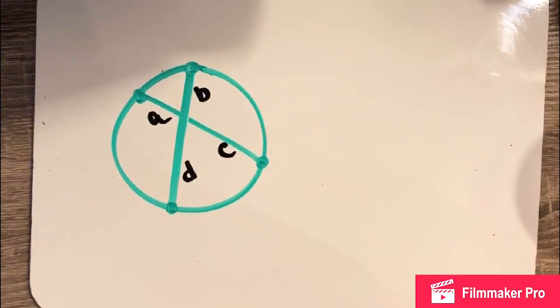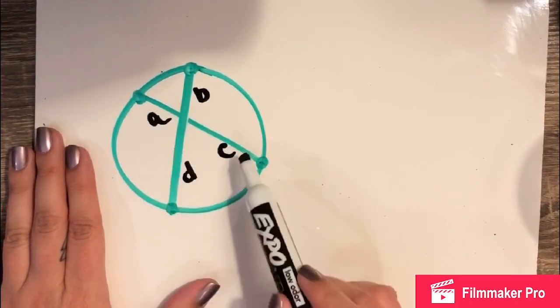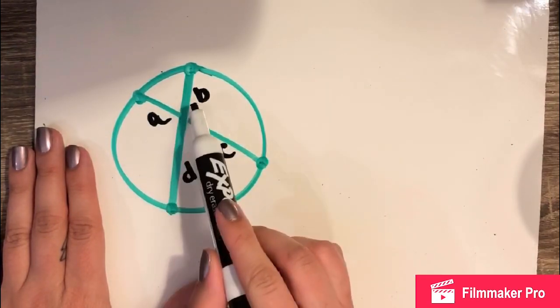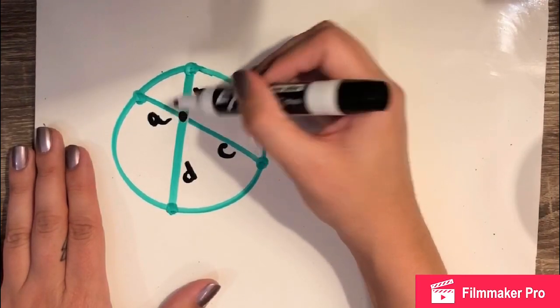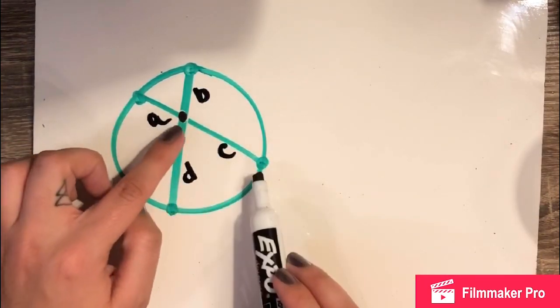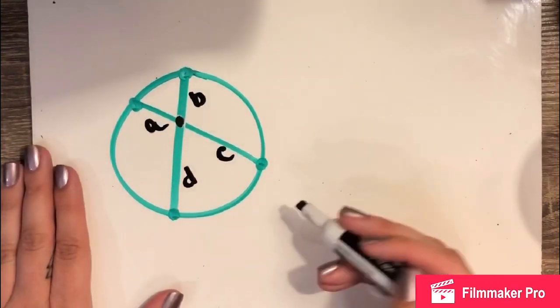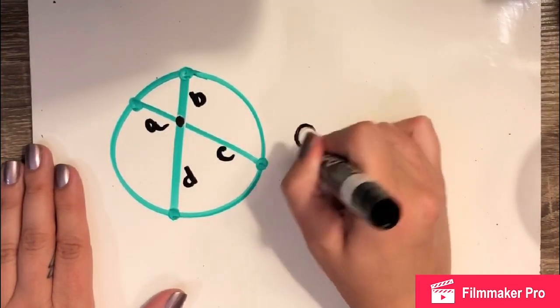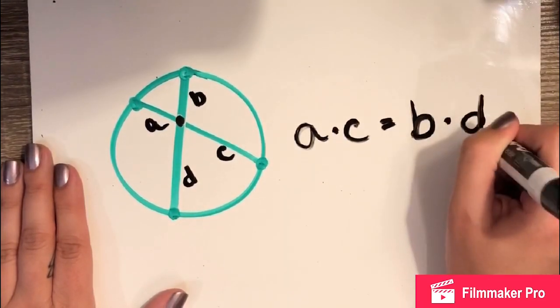So if I'm looking for a more general formula, here instead of using actual numbers, I have these two intersecting chords and I'm using 4 variables to represent those 4 pieces. So if I imagine that intersection point is cutting each chord in half, this chord is split into A and C, this chord is split into B and D. So the general formula here would be A times C equals B times D.